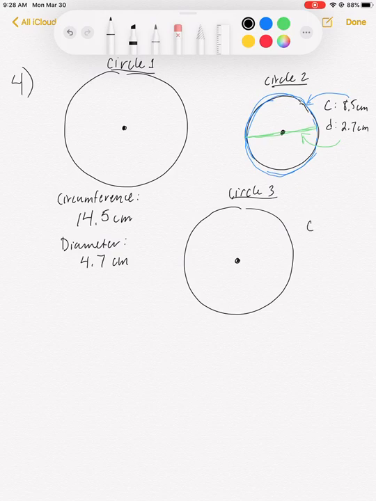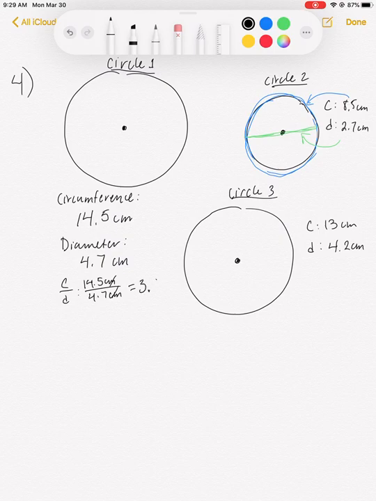Circle number 3, we have a circumference of 13 centimeters. The diameter is going to be 4.2 centimeters. Okay. In activity number 4, this discovery, we have finding the ratio circumference to diameter of each, to 2 decimal places. And so we're going to do circumference divided by diameter. This ratio for circle number 1 is 14.5 centimeters divided by 4.7 centimeters. When we're dividing these, the centimeters will cancel and I'll get a number. And this number is going to be 3.09.